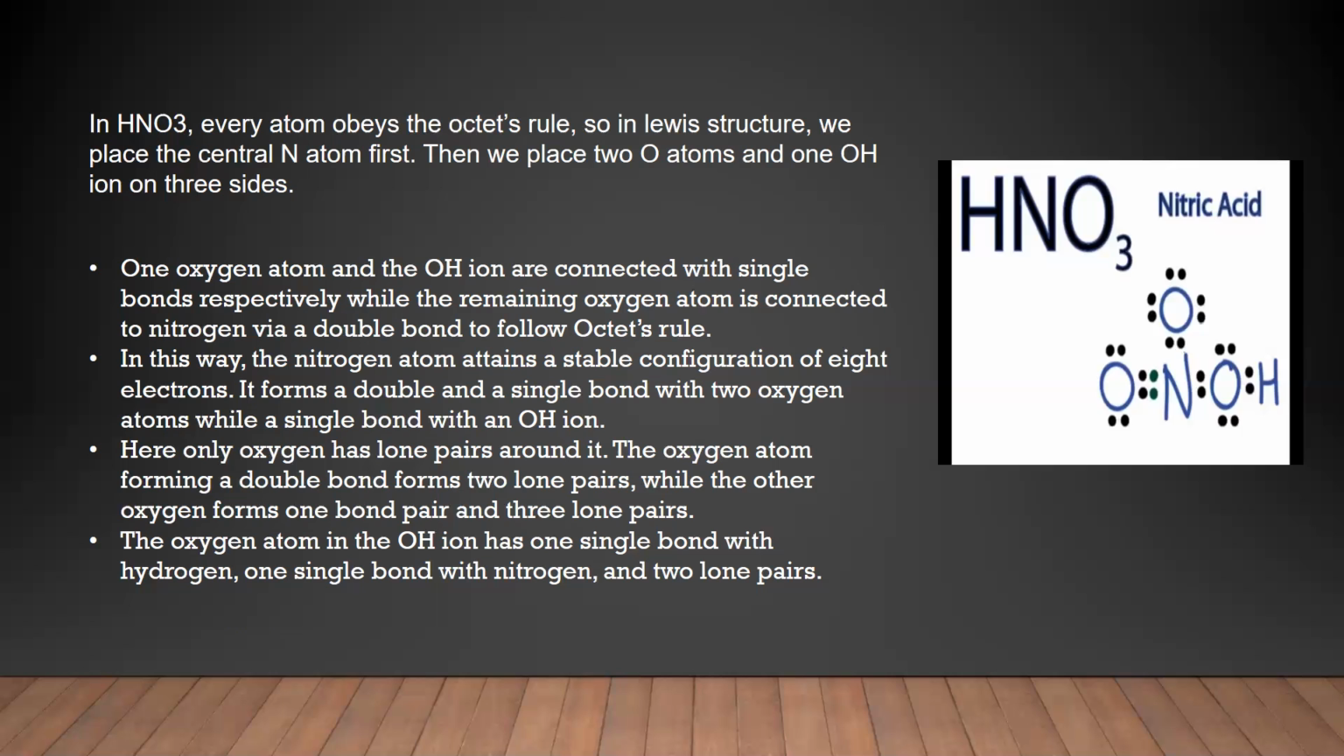The one oxygen atom that is present at the left side of the nitrogen has two electron pairs, and the one that is present at the upper side of the nitrogen has three electron pairs, and the one that is present at the right side of the nitrogen and also attached with hydrogen has two electron pairs. It is clearly shown in this figure how all the atoms bond with each other and how many lone pairs are present on each atom.